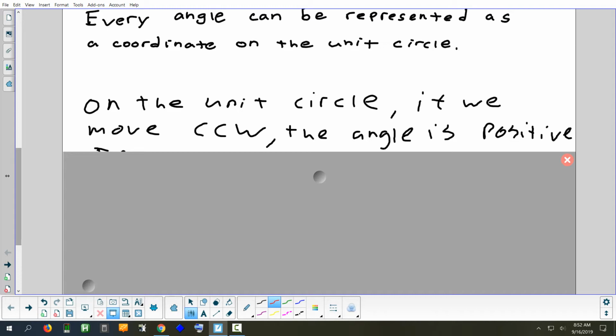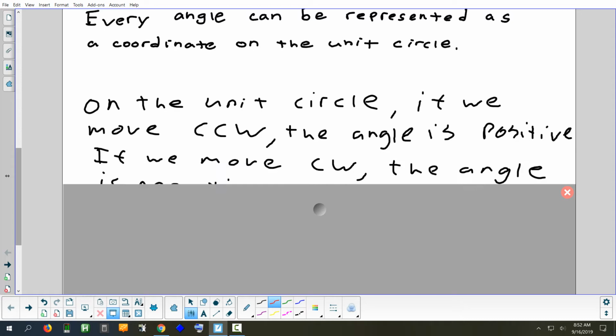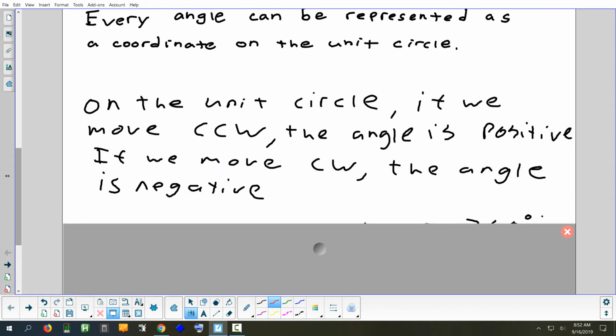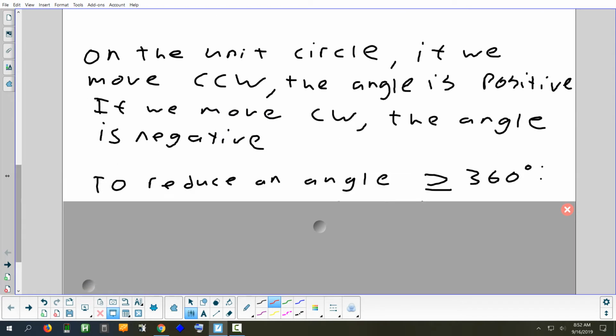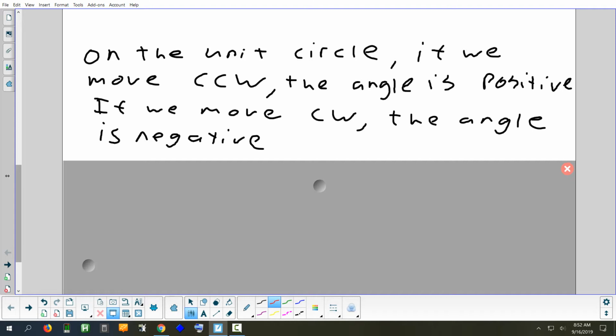Okay, just a reminder about which way is positive and which way is negative. If you go counterclockwise, that's positive. Clockwise is negative. Now, given the choice, if we could just choose, you're going to work with negative or positive, which one do you think is easier?